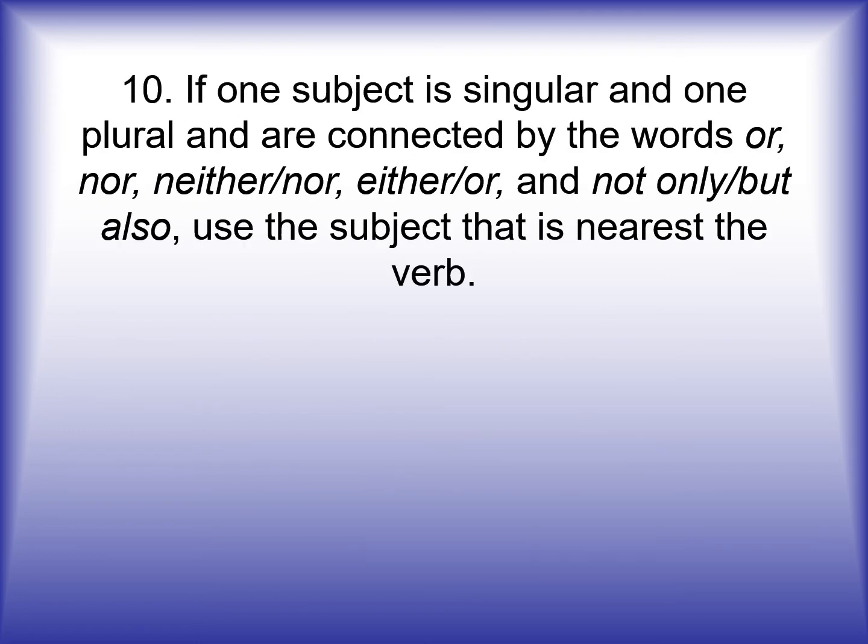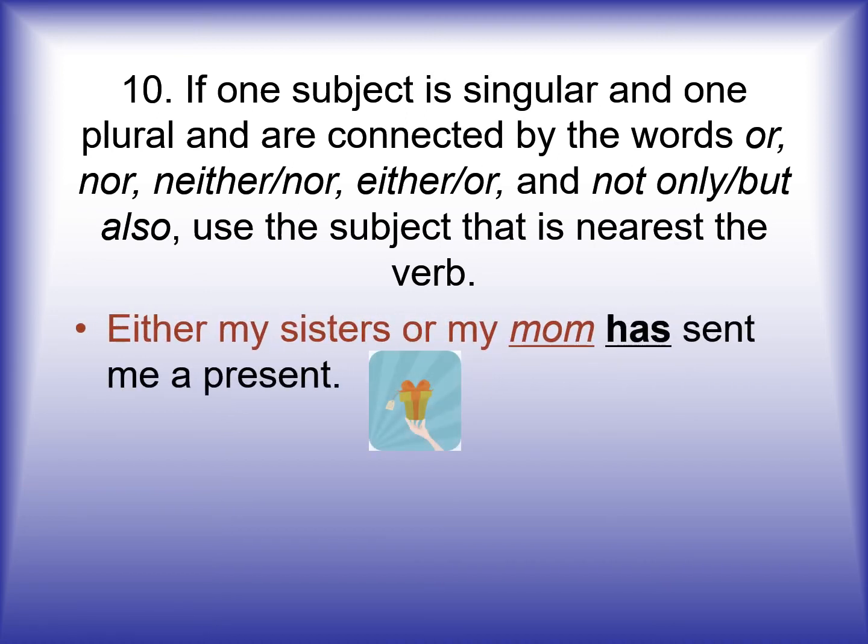If one subject is singular and one plural and they are connected by the words or, nor, neither nor, either or, and not only but also, use the subject that is nearest the verb. See the following sentence. Either my sisters or my mom has sent me a present. Here, my sisters is a plural subject, my mom is a singular subject. So as my mom, the subject, comes nearest to the verb, we have used has.